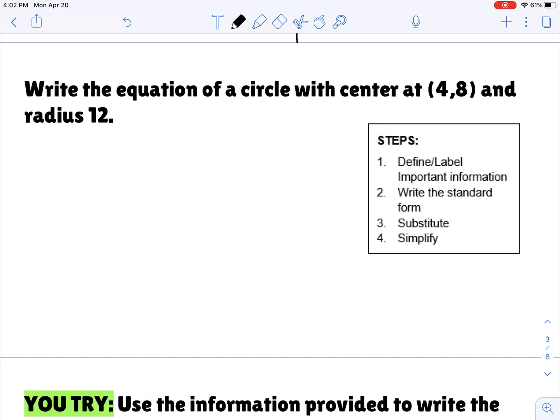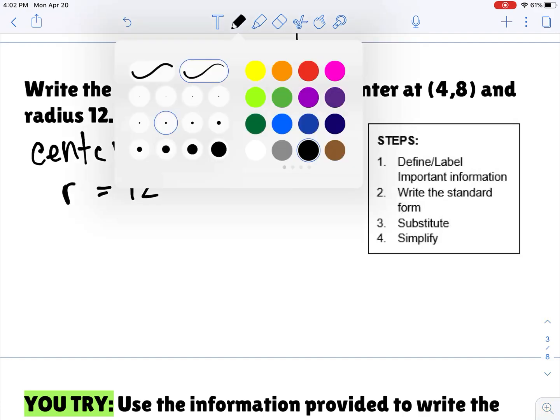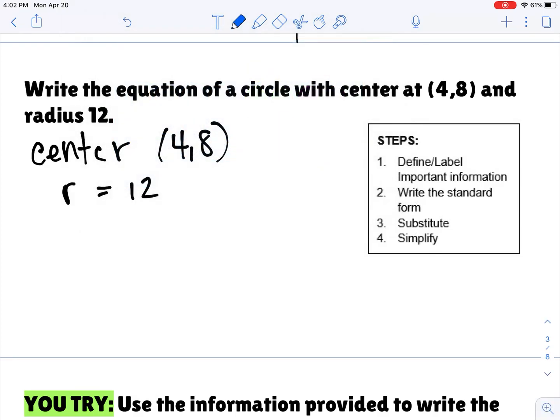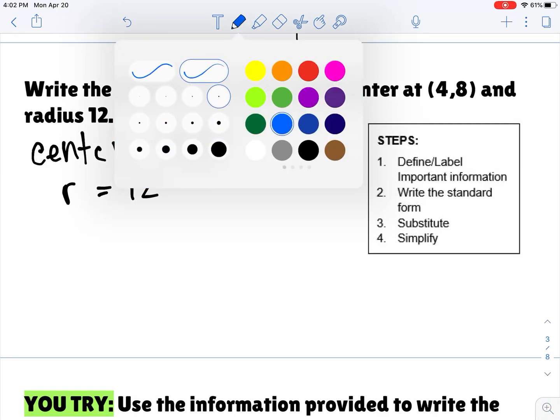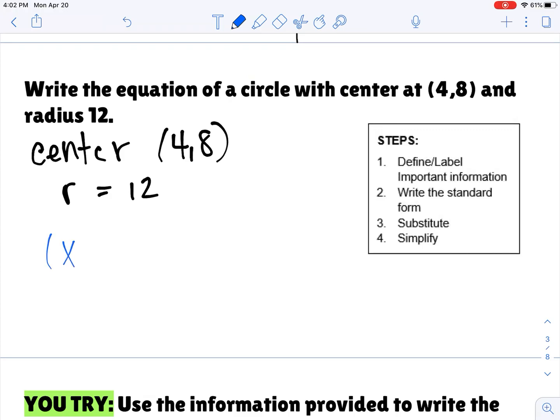We're going to write the equation of a circle with center at (4, 8), and the radius is 12. So the first thing you should do is label and define the important information. We know that the center is (4, 8), and the radius is 12, okay? Start with the standard form. Let's write in blue this time. I'm going to make this a little bit thinner. We have (x minus h) squared plus (y minus k) squared equals r squared.